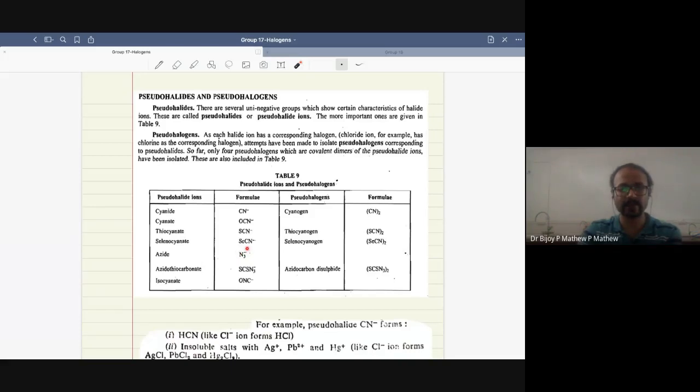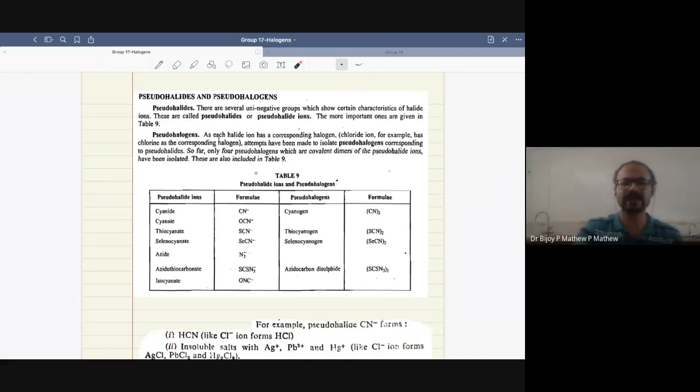Then we have azidothiocarbonate, and then the isocyanate group. So these are some of the pseudo halides that are known, and their corresponding pseudo halogens are given.